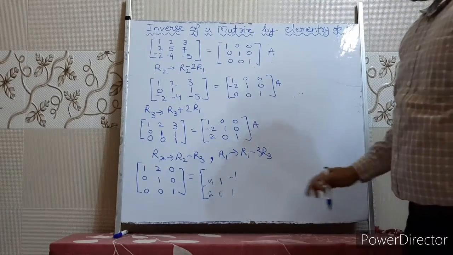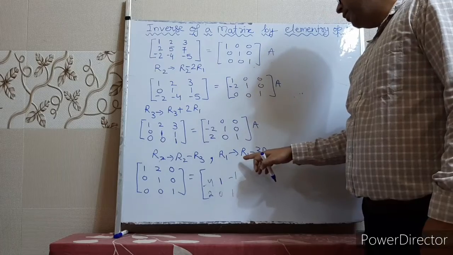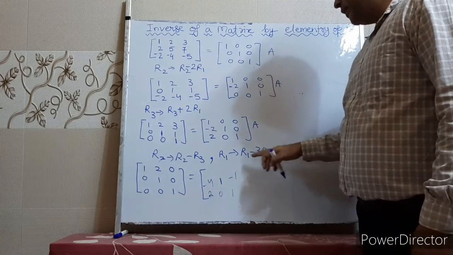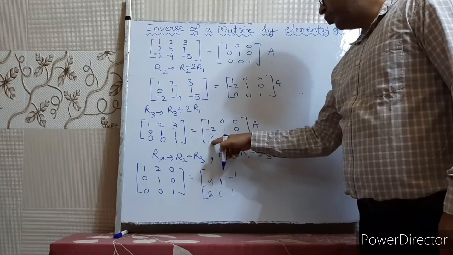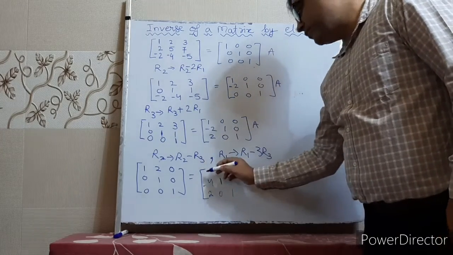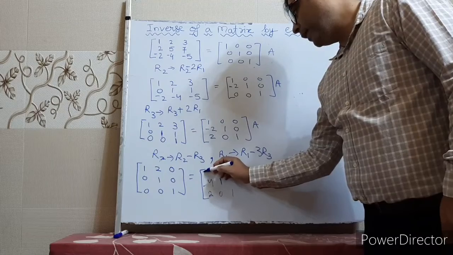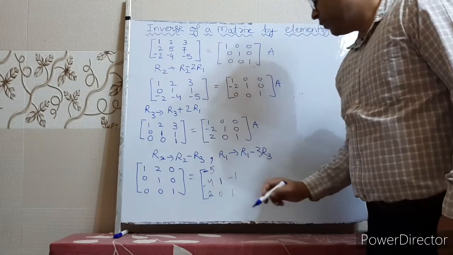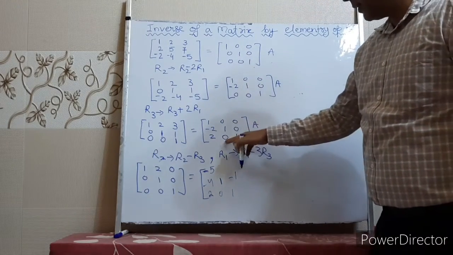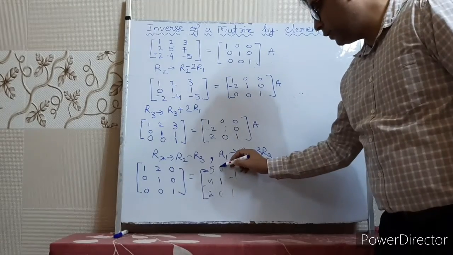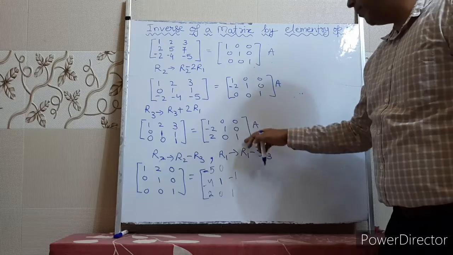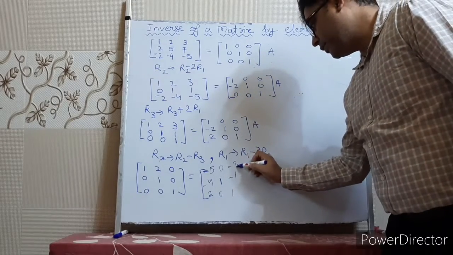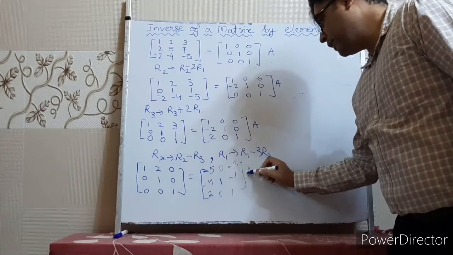Okay, children. Now what are we going to do? R1 minus 3R3. That means first we are multiplying by 3 here and then we are subtracting from R1. So 3 times 2 is 6, 1 minus 6 will be minus 5. Okay, children. This will become 0, 0 minus 0, 0. And here it will become 3, 1 minus 3 will be minus 3. And this A will continue.